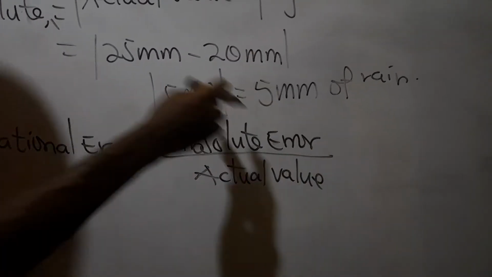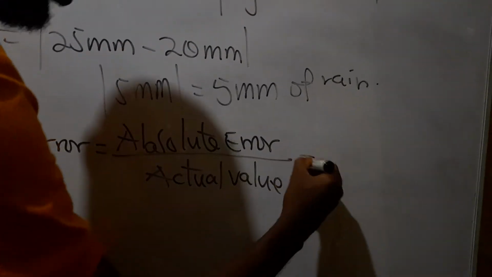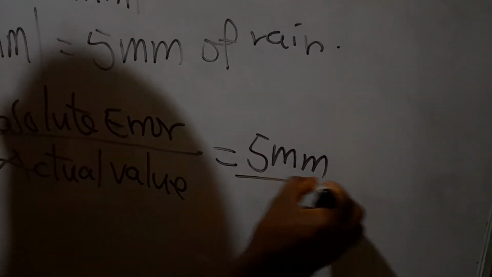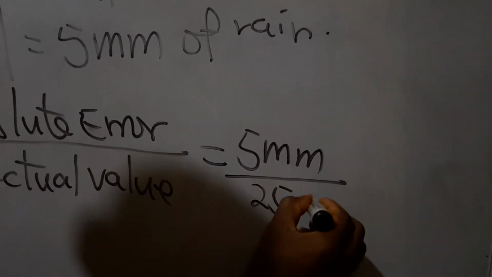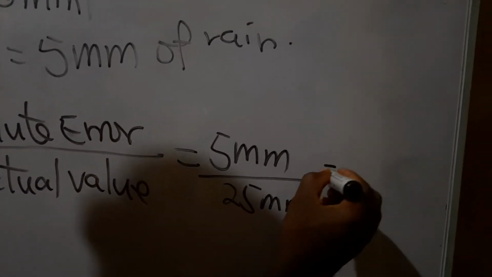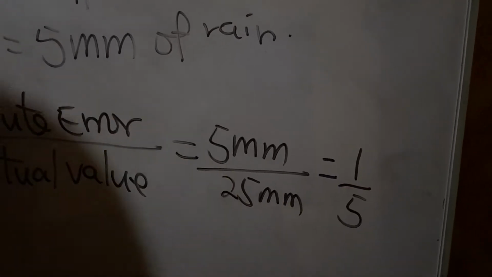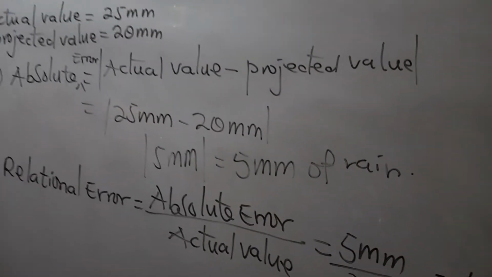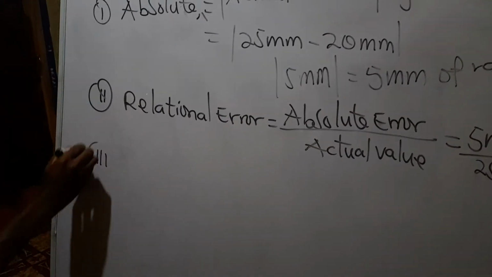Or it can be the absolute value of actual value minus the projected value, the same thing. So our absolute error is 5 millimeters over our actual value, which is 25 millimeters. So over 25 millimeters, this will be 1 over 5, which is equal to 0.2. So the relational error is 0.2. Now we find the percentage error.